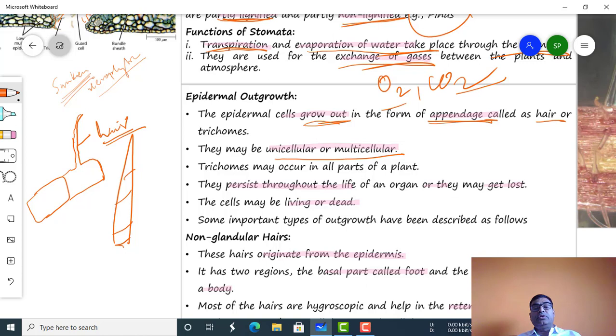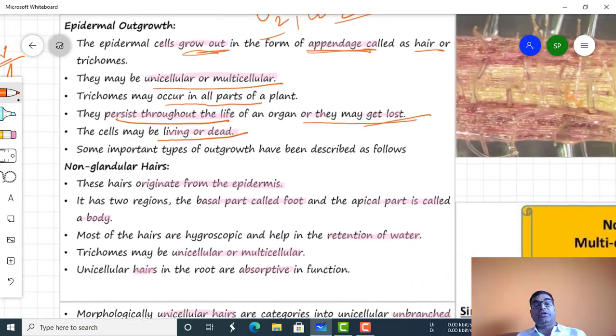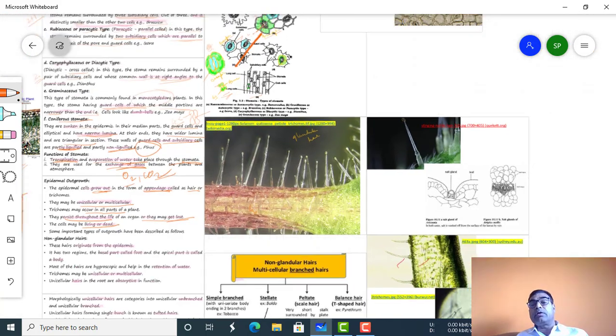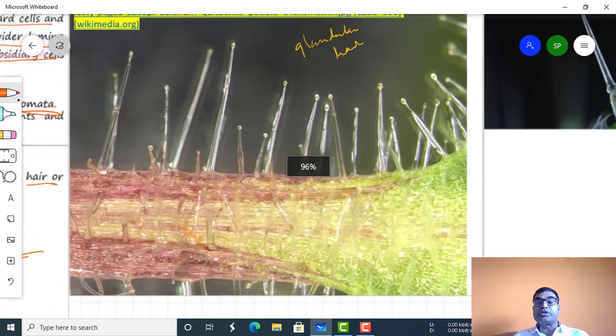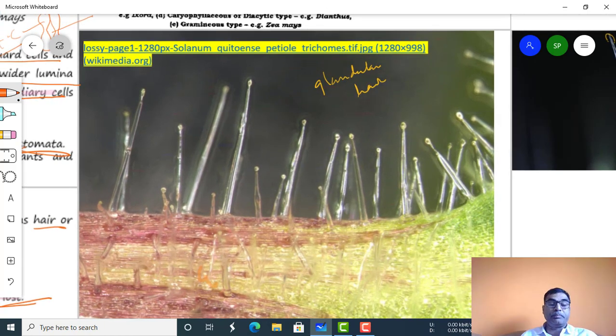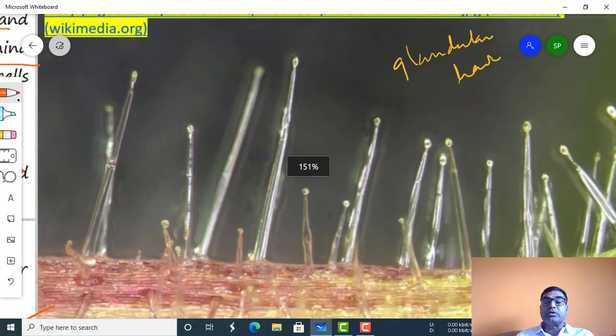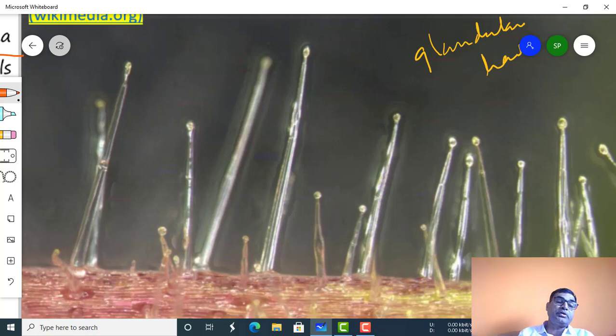Trichomes may occur in all parts of the plant. They may be persistent or permanent, or they may be temporary, so they persist throughout the life of the organ or may get lost. Cells may be living or dead. Some important types of outgrowths are present here. Just see some of the epidermal outgrowths present in the form of hairs or trichomes. This is the epidermis, and these are the appendages present over the epidermis.